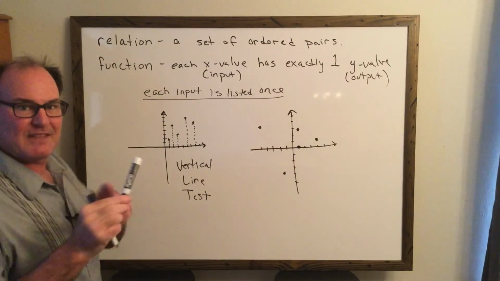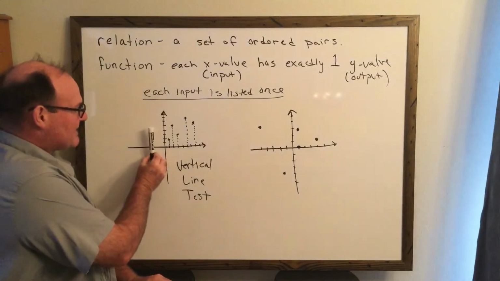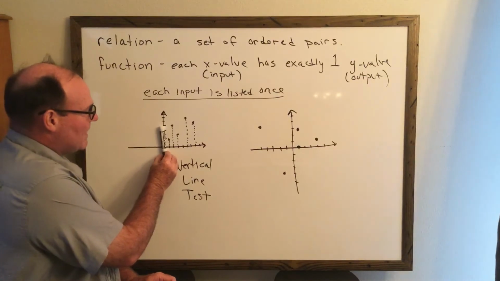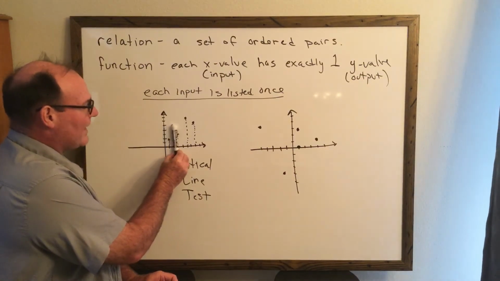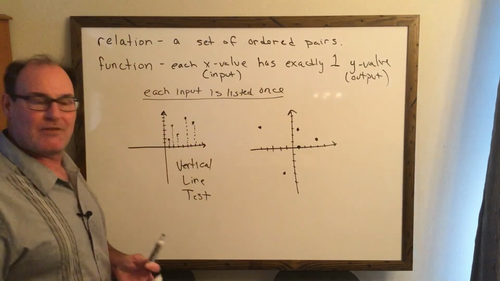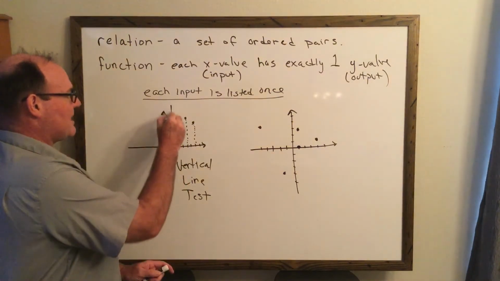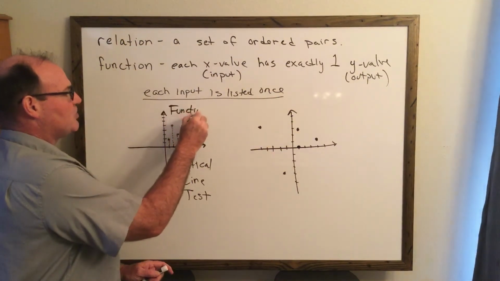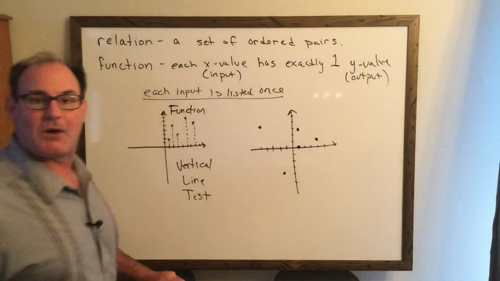So I'm going to pretend that this pen is my vertical line. As I slide this vertical line, notice it hits points one at a time, and so I have a function. So this graph right here is the graph of a function. So now let's look at the next graph.